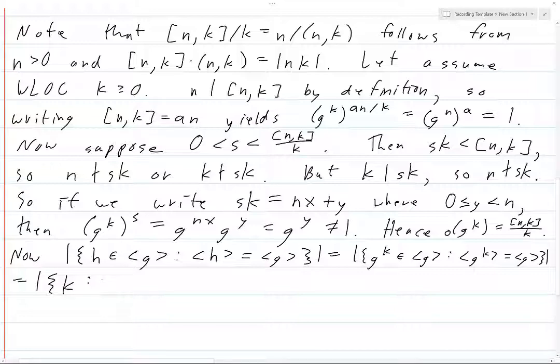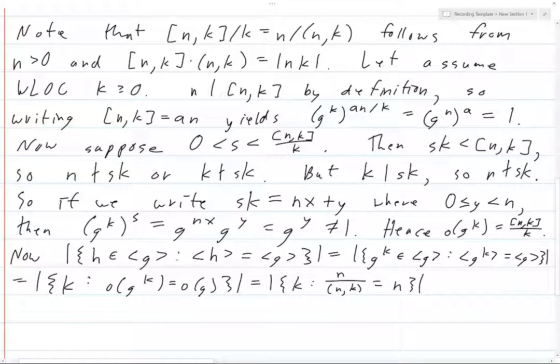But anyway, we have k such that the order of g to the k is equal to the order of g. Then, of course, this is the k such that, using the other form, we have n over GCD(n,k) for the order of g to the k. That was our formula from the problem statement. And then the order of g is just n. And so we're considering k's which are less than n. And so when is this true? This is true precisely when GCD(n,k) is 1.